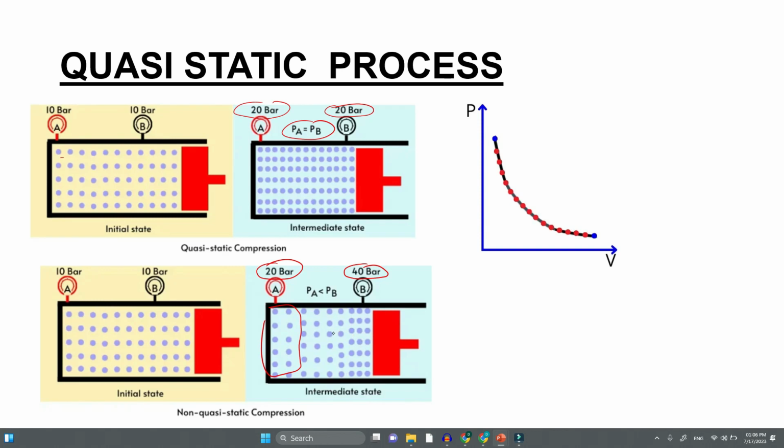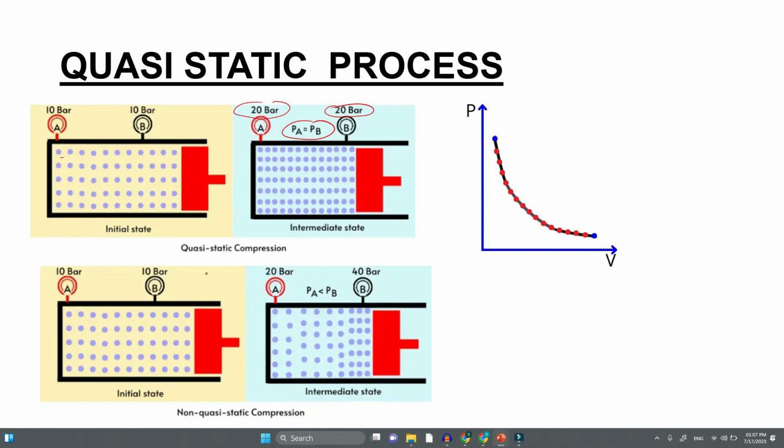The effect will not reach here all of a sudden. So when you measure the pressure here, the pressure will be higher, and here the pressure will be low. So PA will be less than PP. This is called a non-quasi-static compression. That is a normal compression.